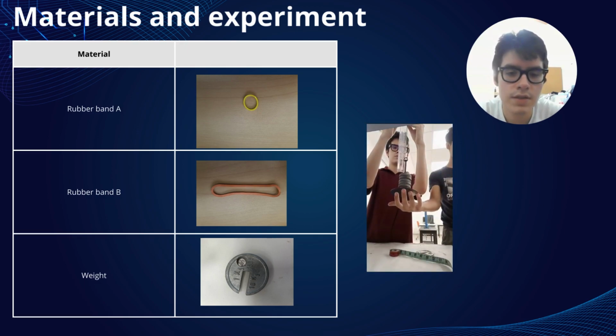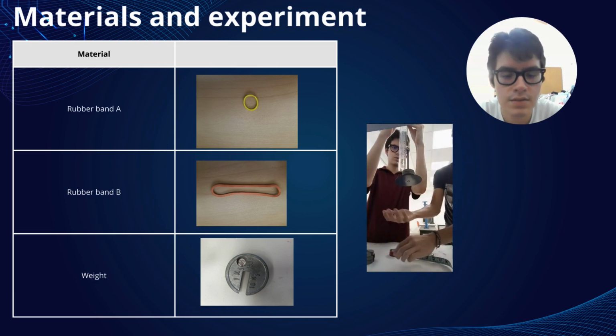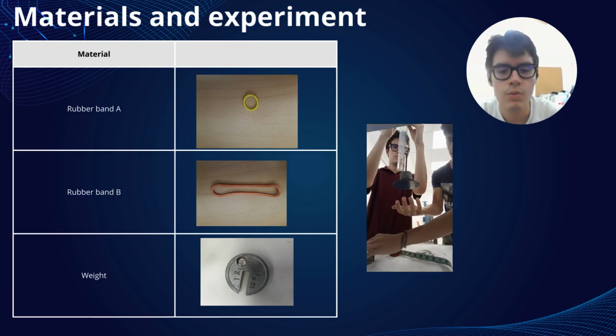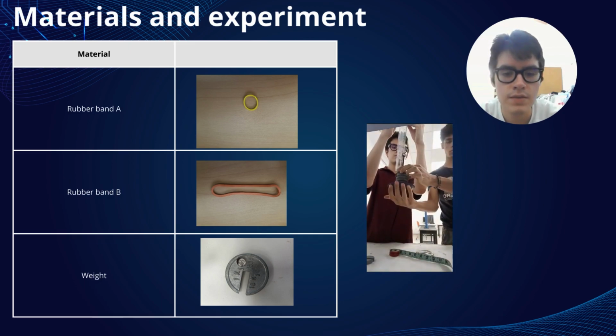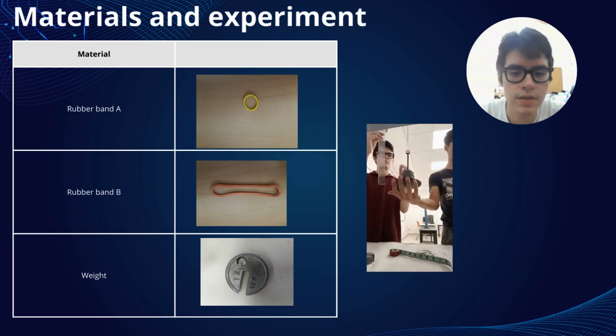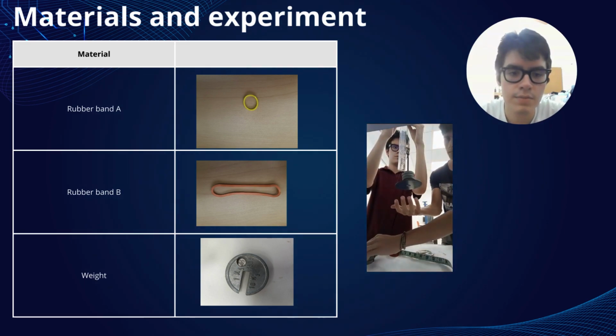The experiment consisted of attaching a base to the rubber band, and each time we placed a weight, with a ruler we measured the deformation, and we repeated this process until the rubber band broke.